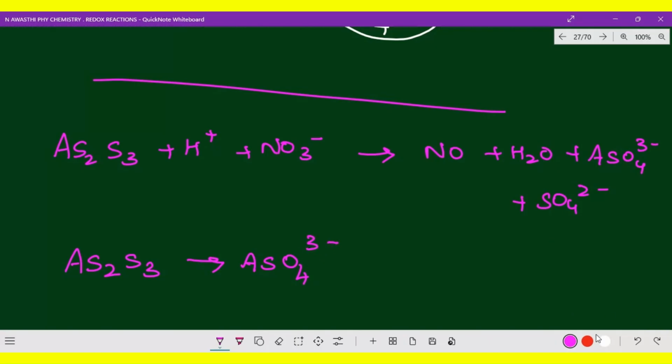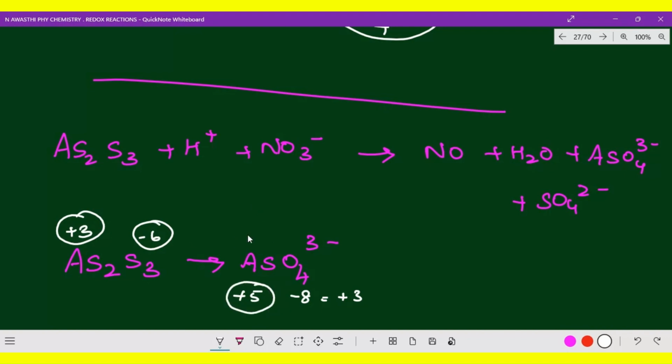Okay, now let us check the oxidation state. In this, sulfur is actually -2, so -6 in total. So that means here arsenic is +3 oxidation state. How do we get +3? Here +6 divided by 2 is +3. Now in this point here, x minus 8 equals -3, so x equals +5 oxidation state. So this is +3 which is converted to +5. Okay, so +3 is converted to +5.